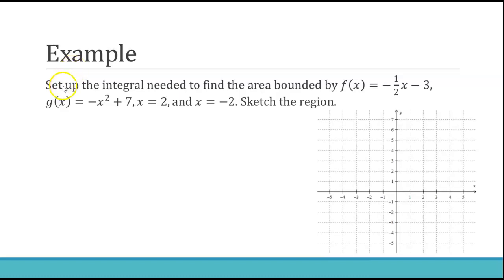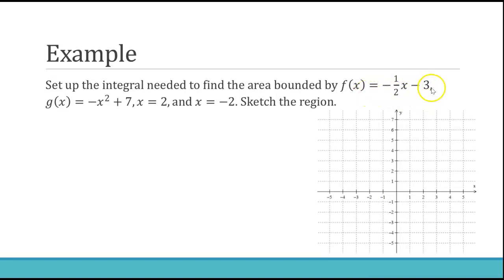Let's look at another example. This time we're just going to set up the integral needed to find the area bounded by f of x equals -1/2 x minus 3, g of x equals -x squared plus 7, x equals 2, and x equals -2. Sketch the region. All right, so let's start by graphing.